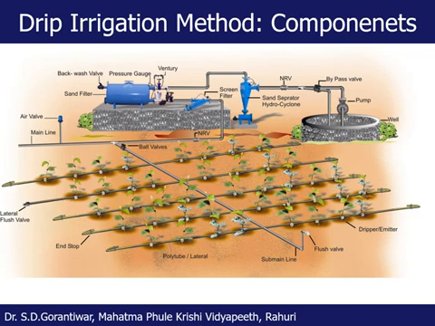This is the primary filter. In between there are certain NRVs and all those things that I will explain at the end. Let me explain first the major components of the drip irrigation system.